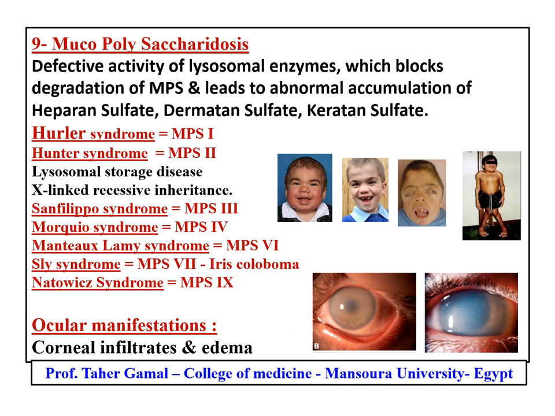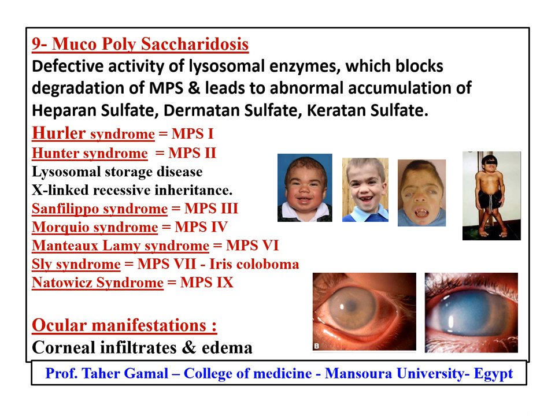The ninth metabolic disease is the mucopolysaccharidosis. Defective activity of lysosomal enzymes, which blocks degradation of mucopolysaccharide and leads to abnormal accumulation of heparan sulfate, dermatan sulfate, keratan sulfate. It has different forms.